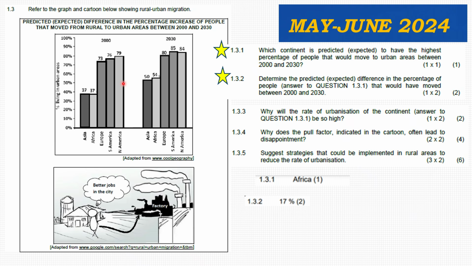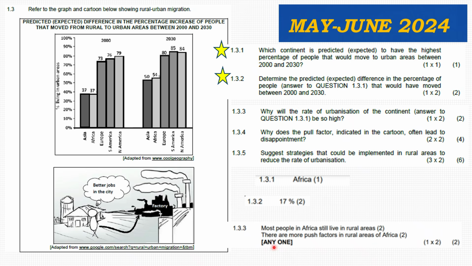But in Africa, since there's a lot of people in rural areas, there's going to be more and more people going to the urban area. So the rate of urbanization will be higher. Most people in Africa still live in rural areas, 2 marks. Second 2 marks, there are more push factors in rural areas of Africa. Since people are still in rural areas, there'll be push factors, the ones we spoke about. And obviously, there'll be more people who will go to our urban areas, increasing the rate of urbanization.